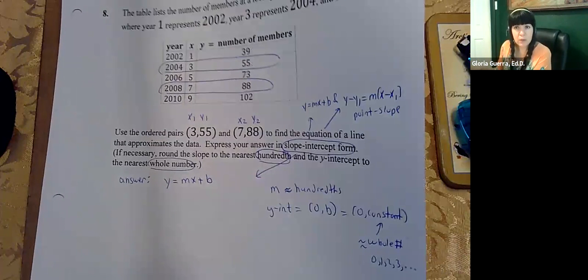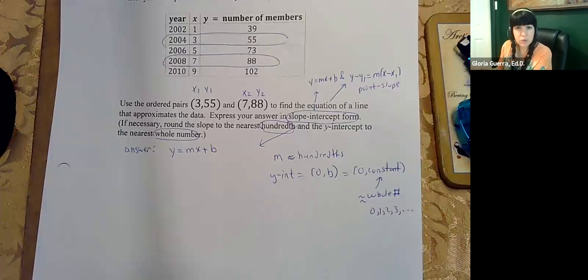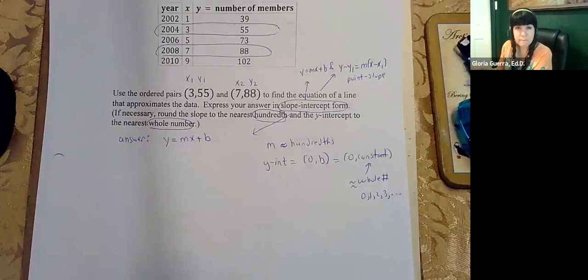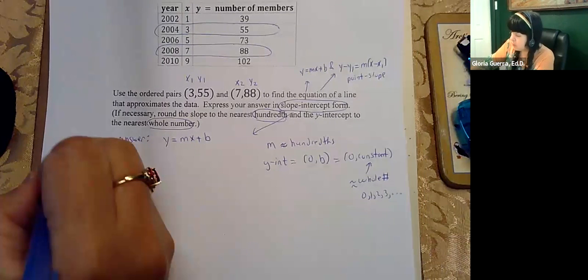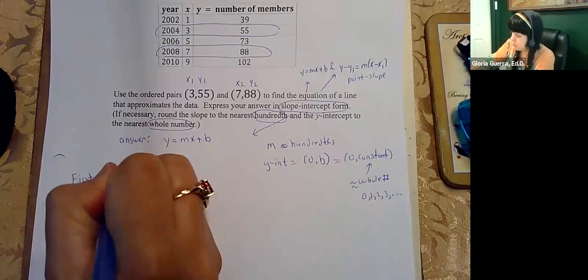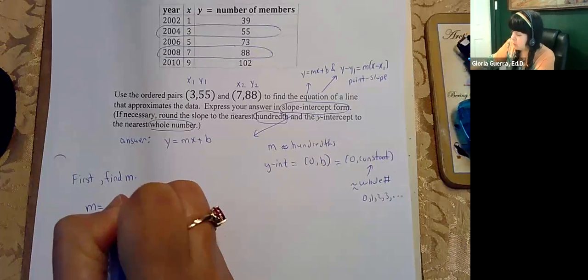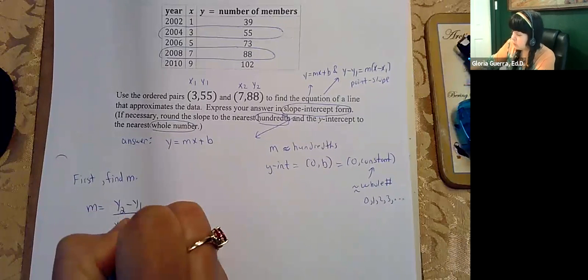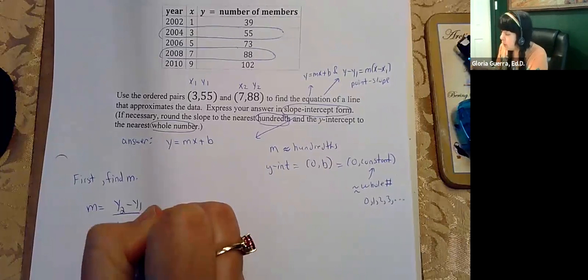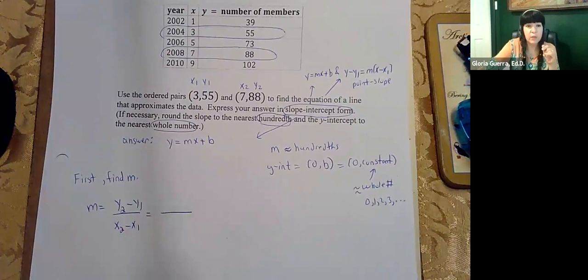Okay, so we best start by finding M, right? Hope you pick up on that. Your best bet is to start trying to find M. So M first, let's go ahead and find M. y2 minus y1 over x2 minus x1. So y sub 2, let me give you a minute to do that.